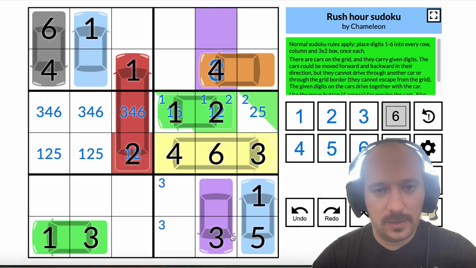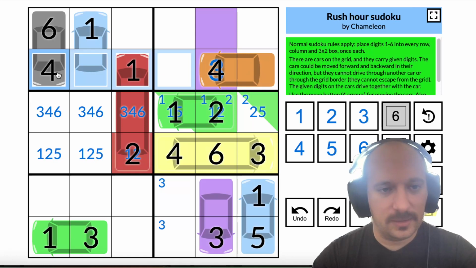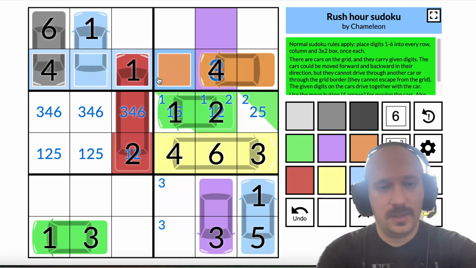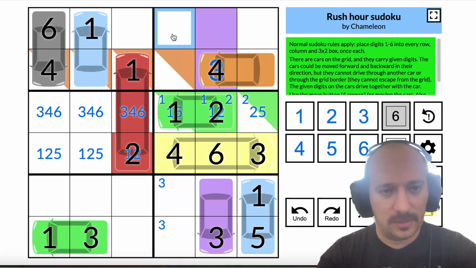So now we know that these two cells are occupied by the purple car. Well, what it tells us is that the orange is somewhere here, and we can do some pencil marks here.